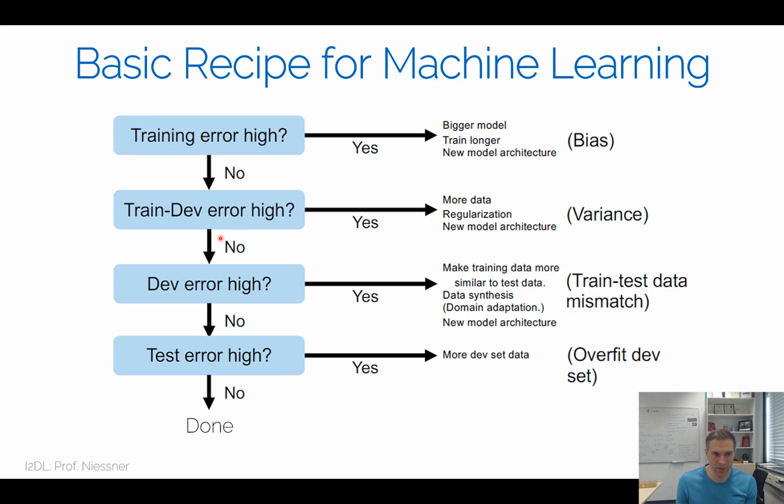If that error is too high, we need more data, more regularization, or a new model architecture, right? So the problem basically, if my validation error is too high, that means I'm overfitting too easily. One common cause is that my data distribution is too simple, or my model is too big.